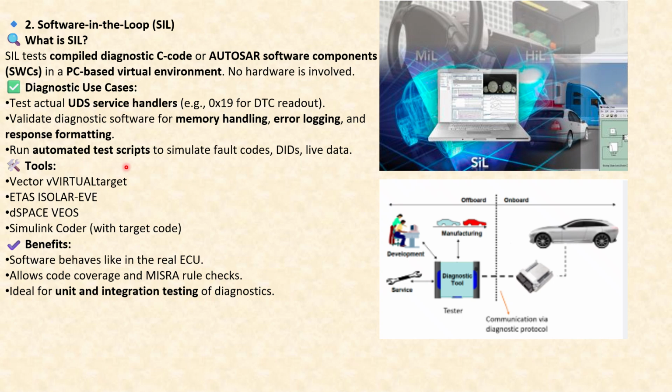validate diagnostic software for memory handling, error logging, and response formatting, and run automated test scripts to simulate fault codes, DIDs, and live data. Now, when it comes to the tools: Vector Virtual Target, ETAS ISOLAR-EVE, dSPACE VEOS, and Simulink Coder. These are the various tools used in software in loop.